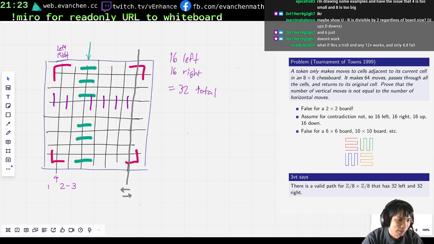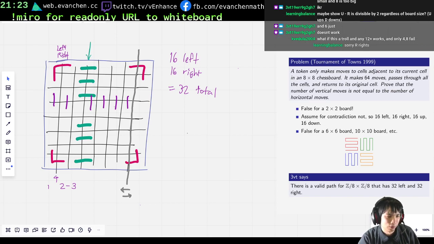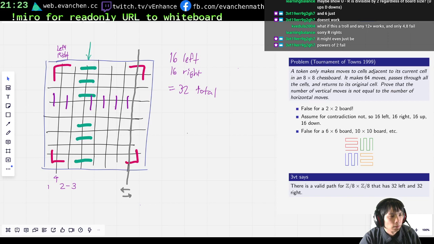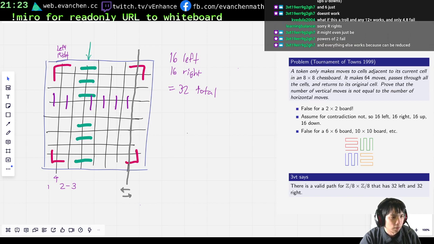Honestly, I wouldn't be that surprised. I would not actually be that surprised if 12 plus works. I think it's most likely that it's a parity abstraction, but it wouldn't be too strange if 8 is... Powers of 2 fail? That seems less likely to me.